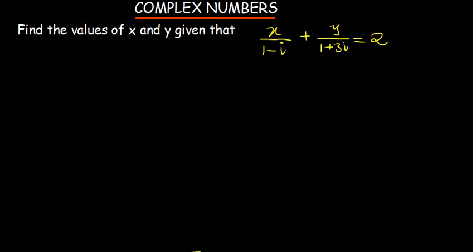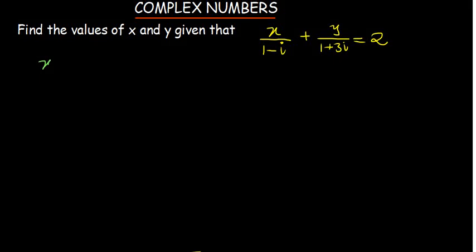So here we have: find the values of x and y given that x over (1 minus i) plus y over (1 plus 3i) is equal to 2. It's that simple. We already know the rules of dealing with complex numbers. So there are many ways through which you can solve this question.